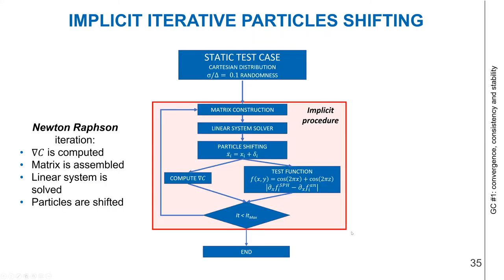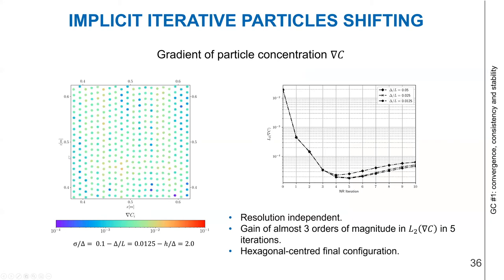Okay. So we basically repeated the same approach we were using for the explicit shifting. We solved this linear system several times until we reached the maximum number of iterations. This is equivalent to solving the problem of gradient of C equal to 0 for each particle adopting a Newton-Raphson iteration approach, and every loop here is a Newton-Raphson loop. And so we did it by starting from a random particle distribution and doing many, many iterations and seeing how the grad C and the norm of a certain test function evolve. And the results were quite nice, as you can see from this plot.